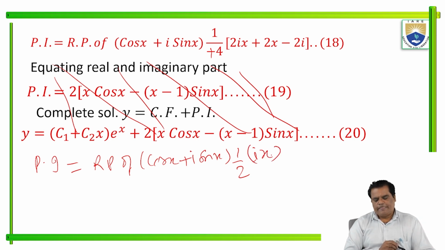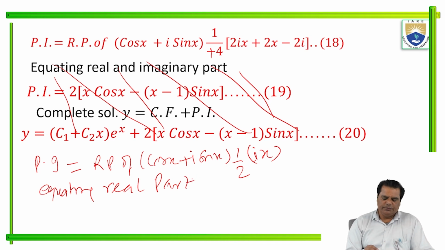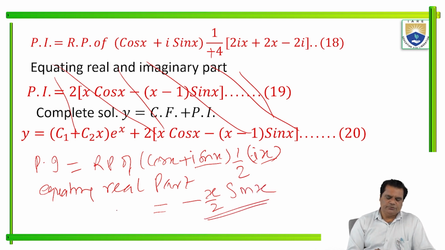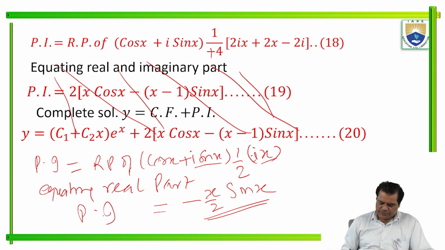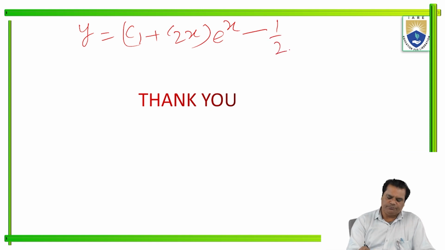Okay. So now equating real part. Real part. So here multiply this to this only, not this to this. Only the real part we are taking here. So i into i is minus 1. So we get here minus x by 2 into sin x. This is the real part. So this is PI. So the complete solution of this y is equal to (c1 plus c2 x) e to the power x and here 1 upon 2 x sin x. This is the complete solution.